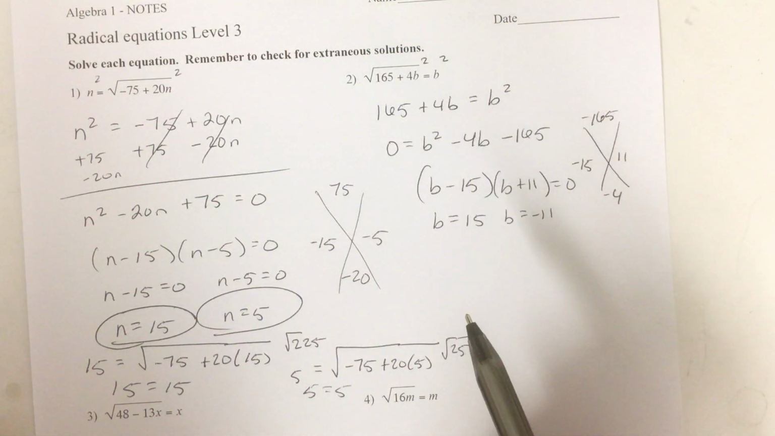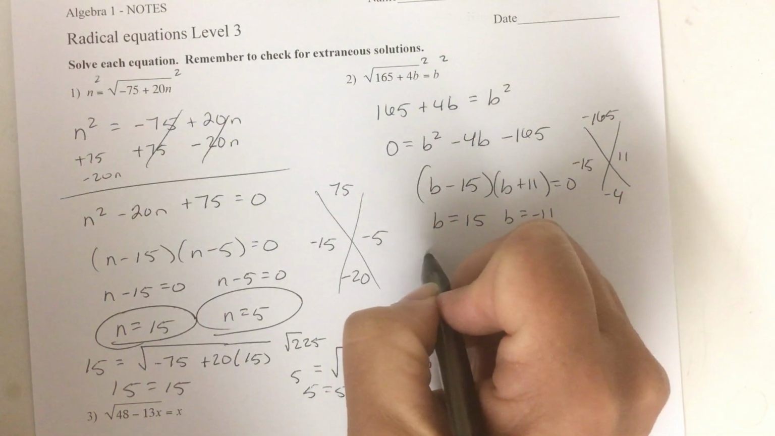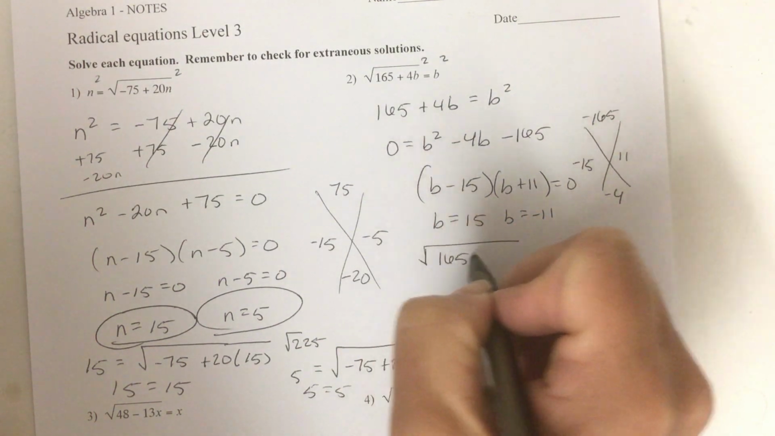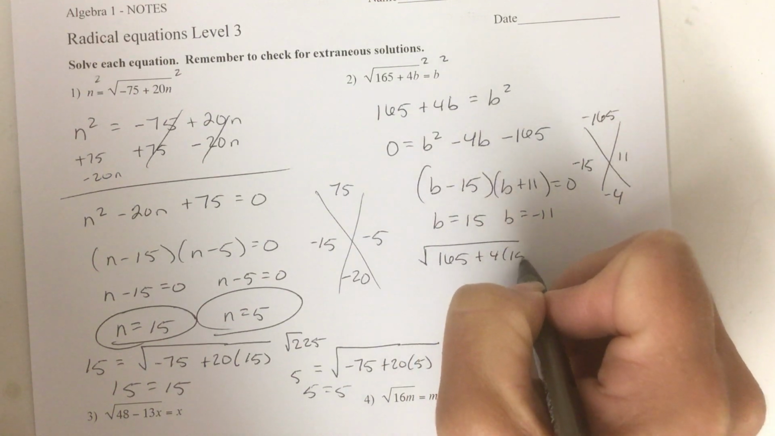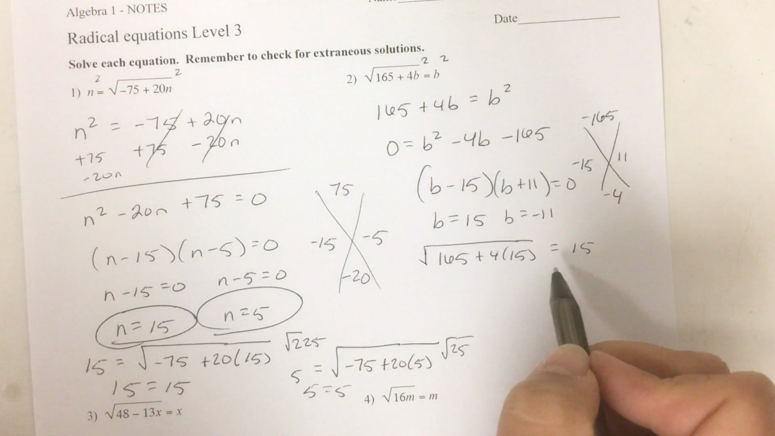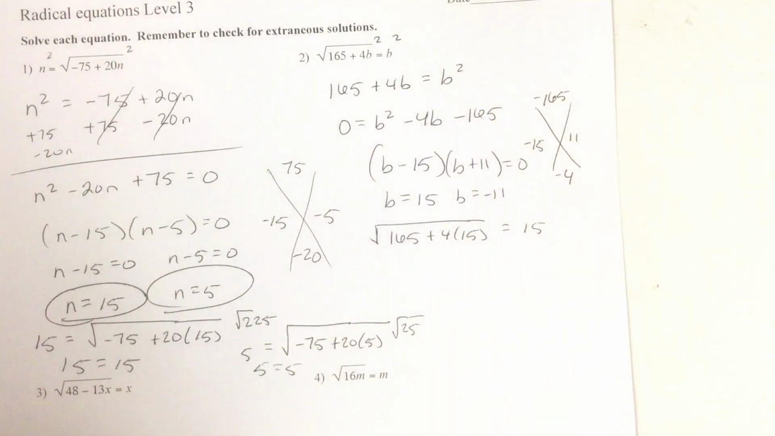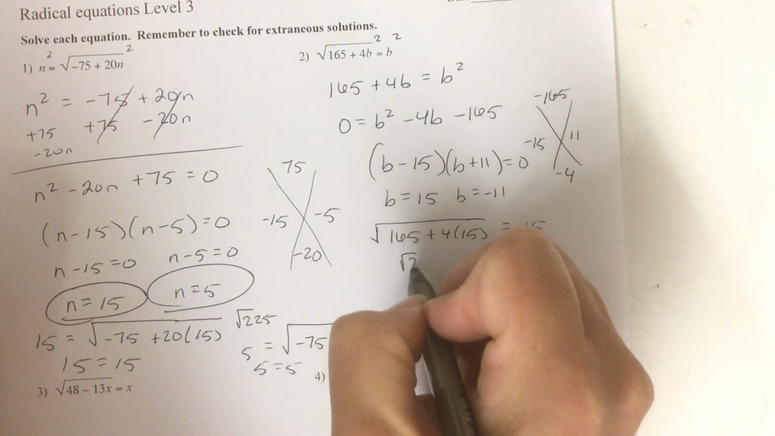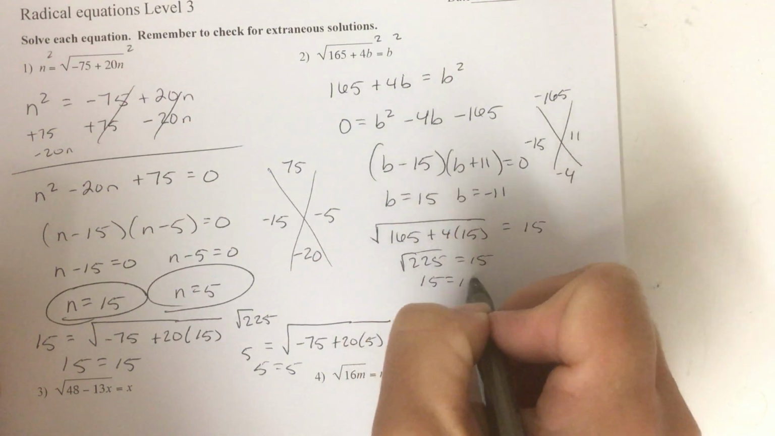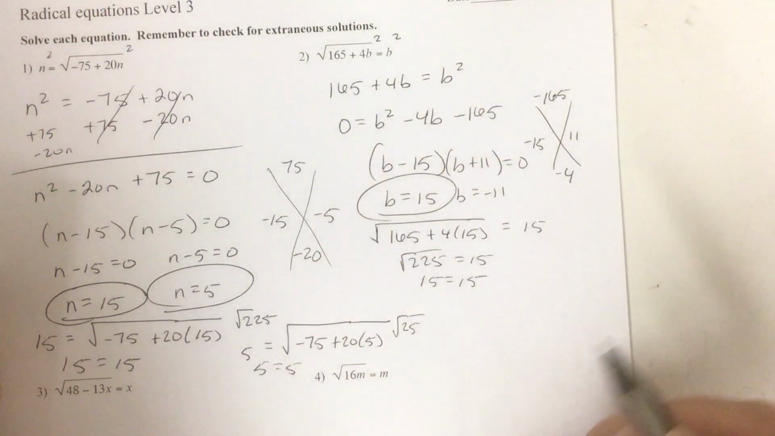So plug those in, and you're going to get the square root of 165 plus 4 times 15 is equal to 15. You're checking to see if that's true. So 165 plus 4 times 15 on my calculator gives me radical 225, and that does equal 15. You get 15 equals 15, so 15 works.